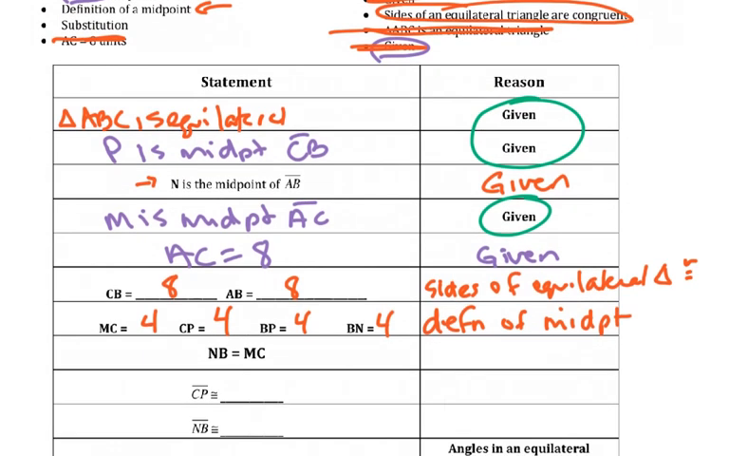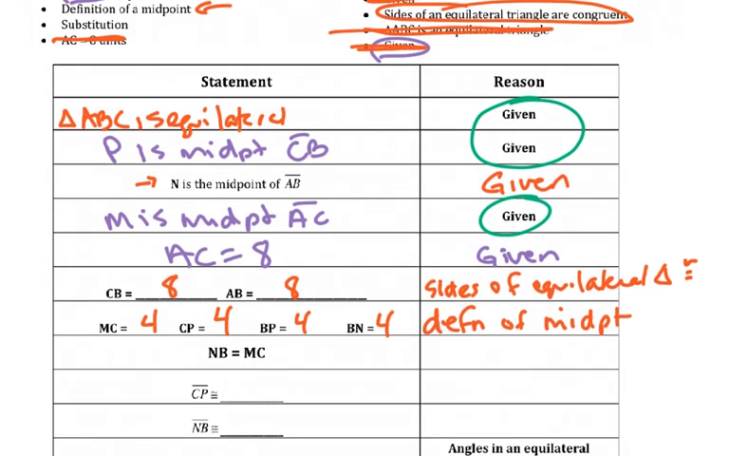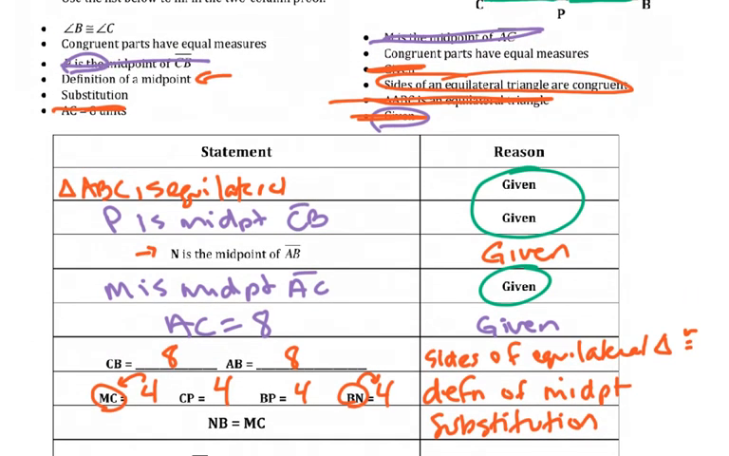The next statement says NB is congruent to MC. So I'm saying these two are congruent to each other. How would I know they're equal? Well, they have equal measures. If BN is equal to 4 and 4 is equal to MC, then that's substitution. And I also know I have that to choose from as well.